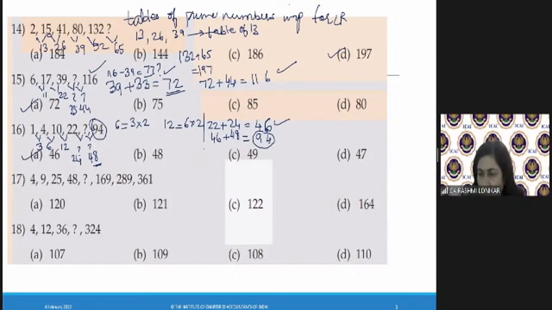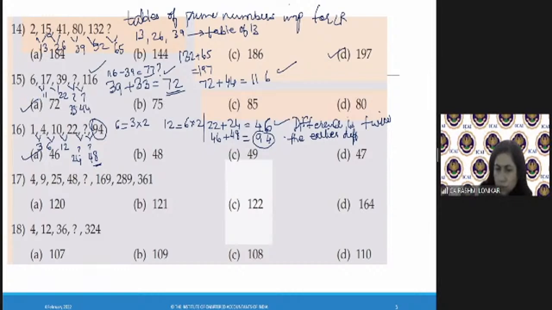So here what is happening is the difference here is twice the earlier difference. Okay, understood? So let us go to the 17th sum.